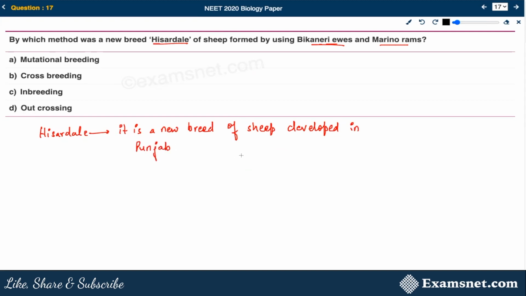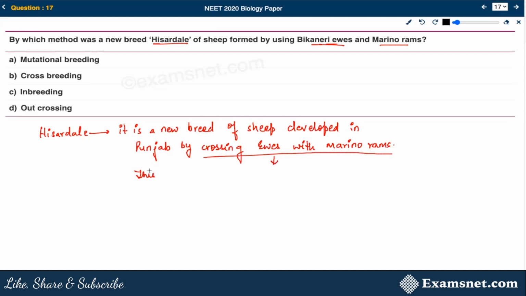Now, this was actually developed in Punjab by crossing the Bikaneri ewe and the Merino rams. Now, this was actually a process of crossbreeding. So it was developed in Punjab by crossing, as it has been written over there also, ewe with Merino rams. Clear? So this is an example of crossbreeding.